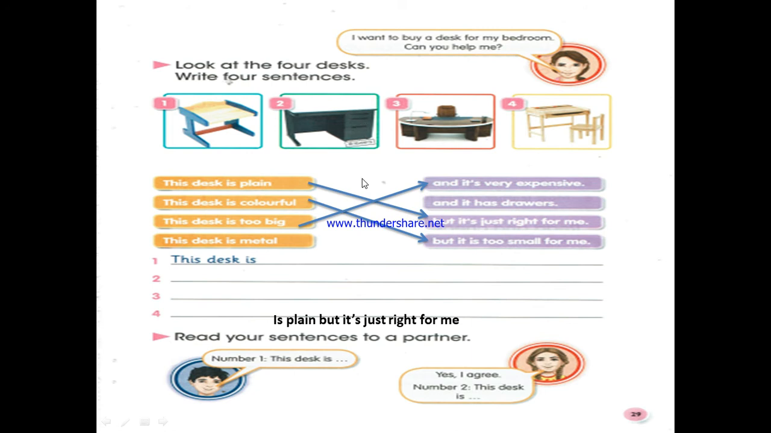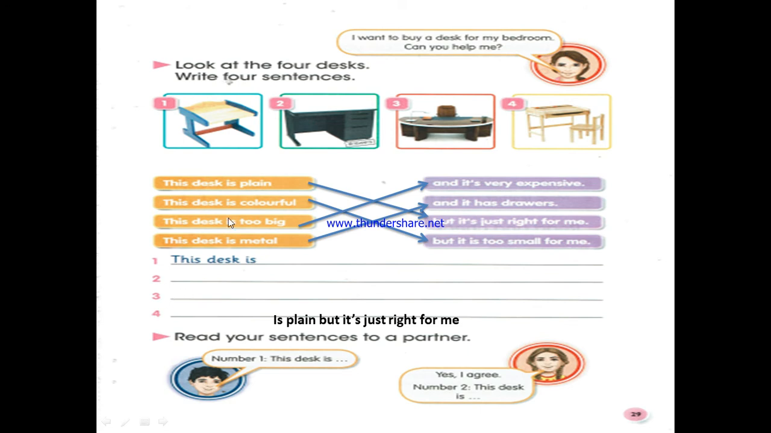This disc is metal and has drawers, ولديها drawers. What's the meaning of drawers? جرارات. Okay. Do this with me. This disc is plain, but it's just right for me. This disc is colorful, but it's too small for me. This disc is too big, and it's very expensive. This disc is metal, and it has drawers. Now we go to number two.